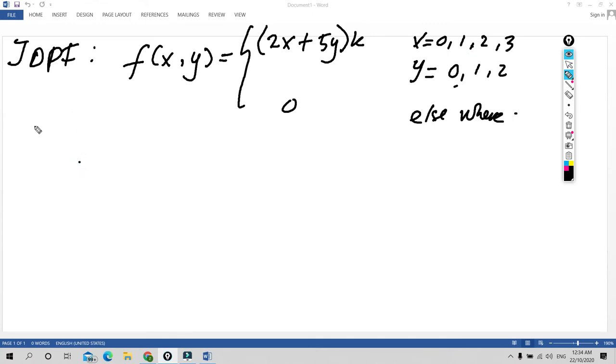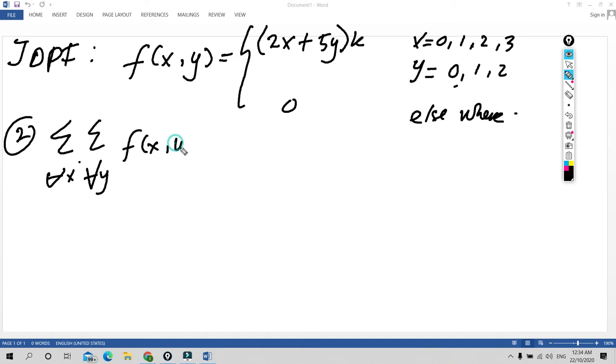So by definition, we refer to definition number 2: the summation for all x and the summation for all y of f(x,y), the joint probability function, equal to 1. From here you can get your value of k. Let's solve this one. We solve the inner part first. The inner part is the summation of y, and the outer part is the summation of x.